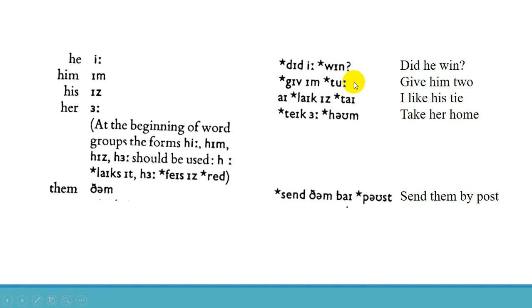Okay, his. The weak form of it is just is, without the H sound. For example, I like his tie. We don't say it with the H sound. We don't cut in the speech. We try to pronounce the words together and try to make use of weak forms in order to look like natives. Okay, so for example, I like his tie. Make it as short and simple as possible.